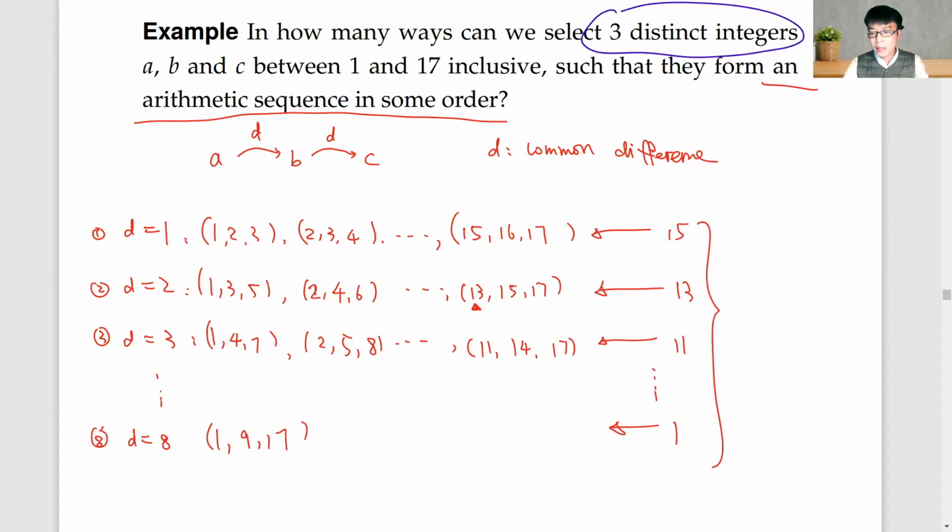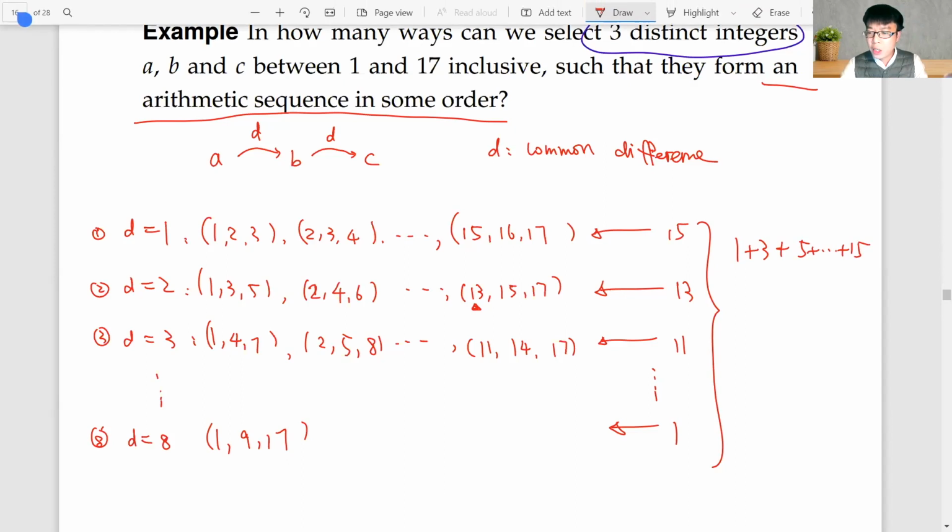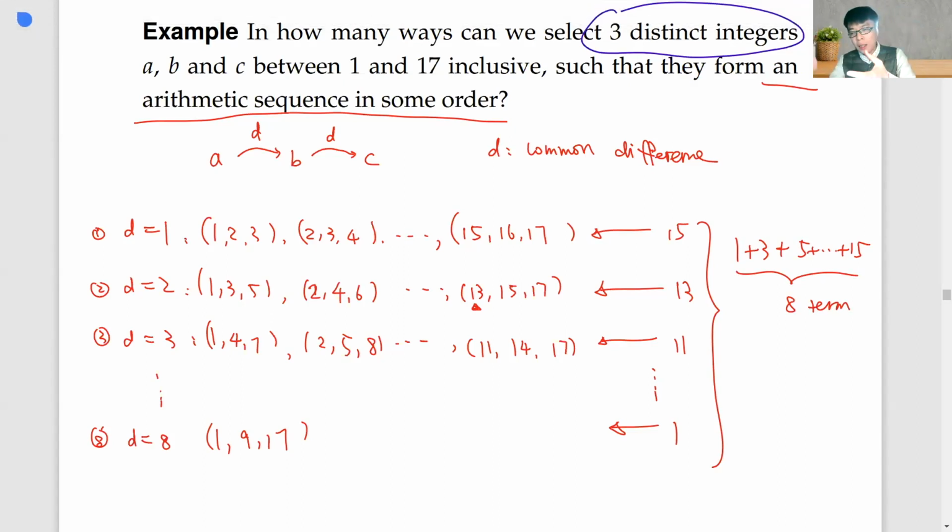So totally we just add these numbers, and that's the answer. 1 plus 3 plus 5 up to 15, every term is an odd number. Here we have 8 terms. A very useful fact is that the first k odd numbers add up to k squared. So with 8 terms, the sum is basically 8 squared, which is 64. Okay, 64 is the answer.